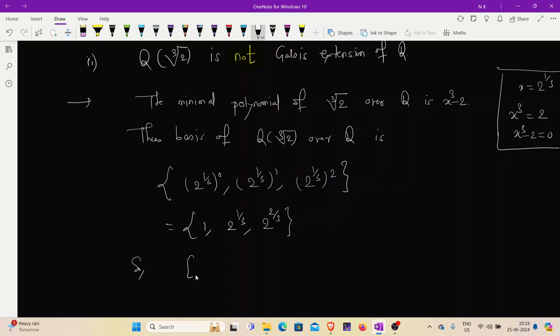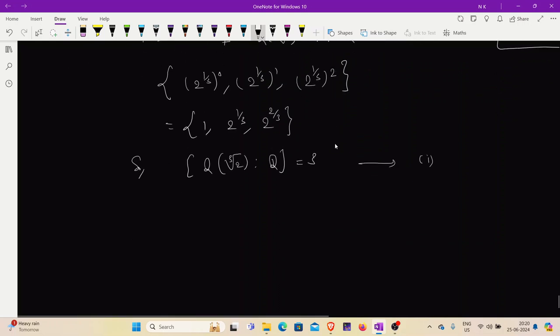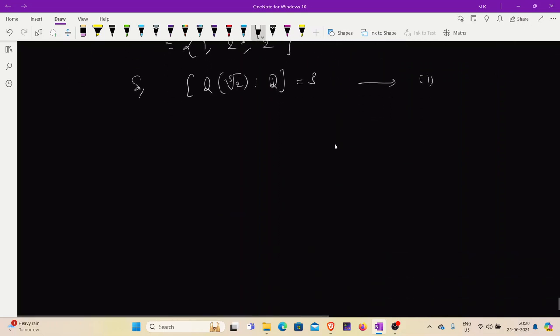So the degree of extension of Q(cube root of 2) over Q will be 3. So let me write this statement as 1. Now let's try to identify the automorphisms.